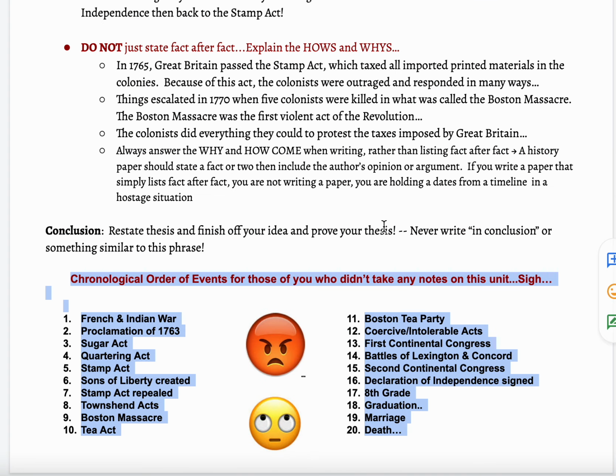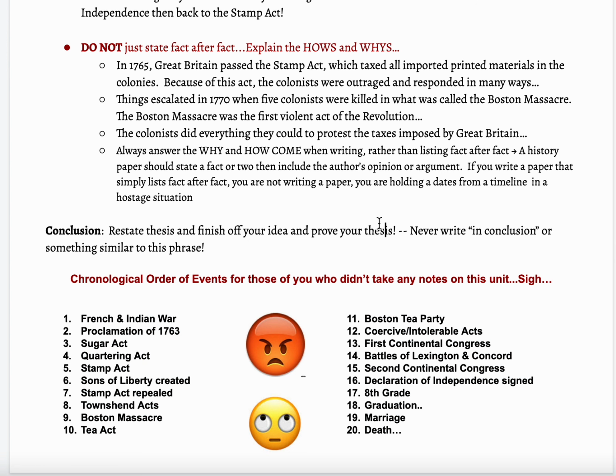Now, this is the chronological order of the events of the American Revolution in case you didn't take any notes on this unit, which you probably didn't do a good job. It starts with the French and Indian War, then goes to the Proclamation of 1763, the Sugar Act, Quartering Act, Stamp Act, Sons of Liberty are created, Stamp Act is repealed, Townshend Act, Boston Massacre, Tea Act, Boston Tea Party, Coercive or Intolerable Acts, the First Continental Congress, the battles of Lexington and Concord, the Second Continental Congress, Declaration of Independence, 8th grade graduation, marriage, death. This is how you write the paper. Enjoy.